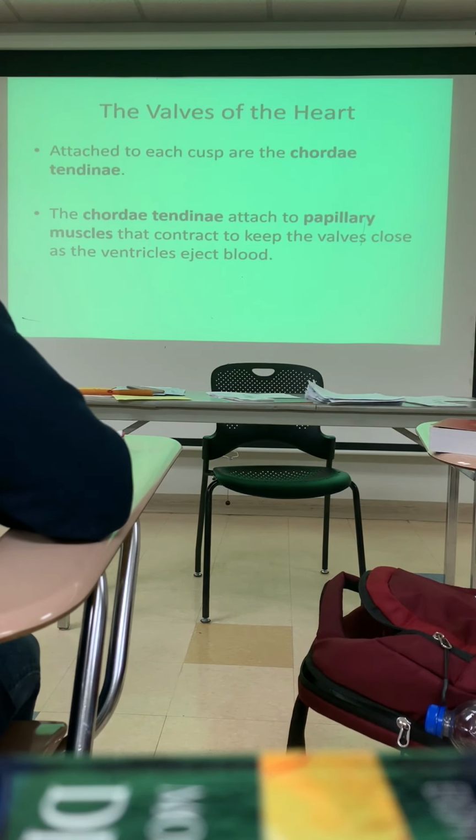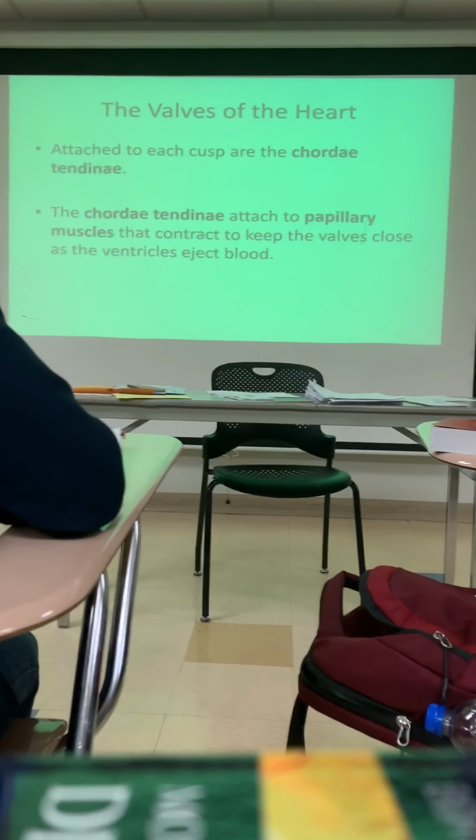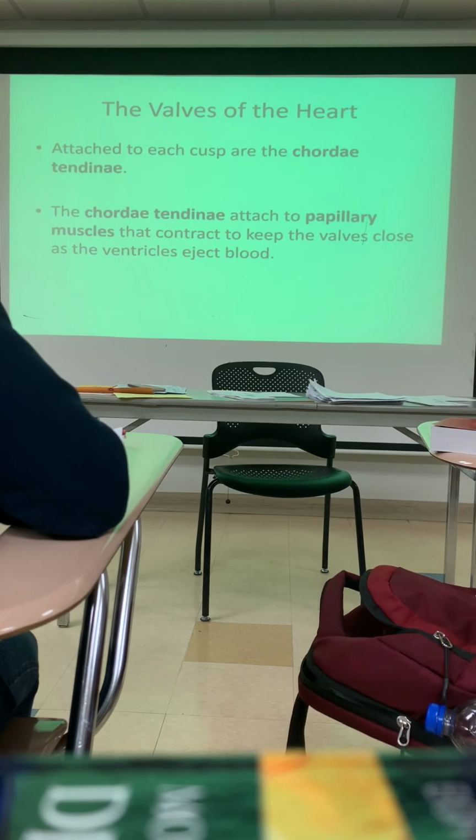Okay. So attached to each cusp are chordae tendineae. Yes. The chordae tendineae are the ones that pull and close. Just imagine if one of your valves goes crazy. What do you think? Your blood would regurgitate like this. So you may have some murmur, arrhythmia, fibrillation, so many factors.